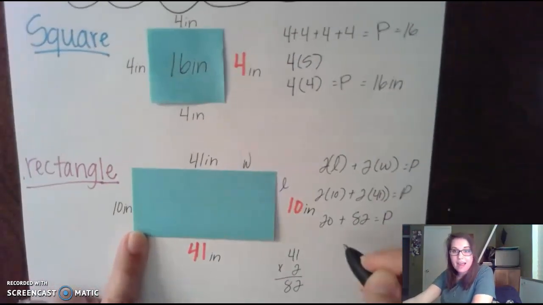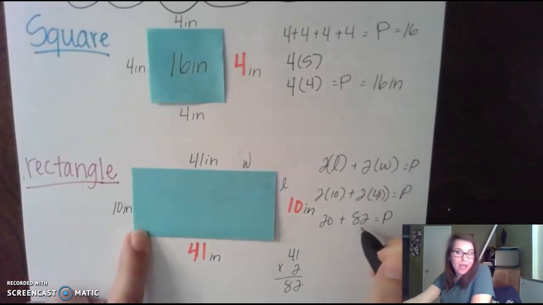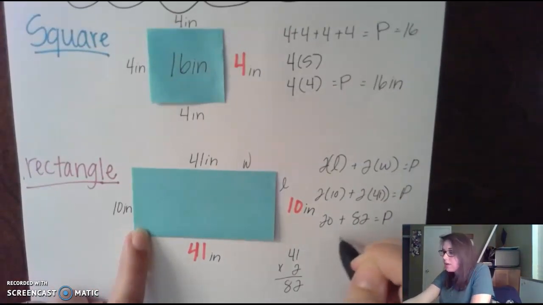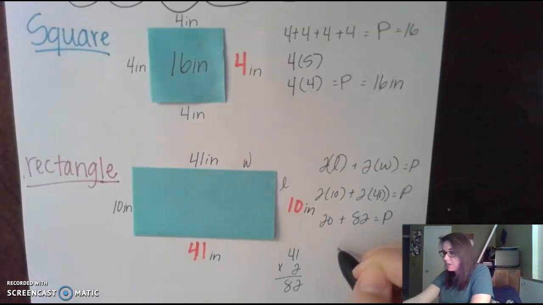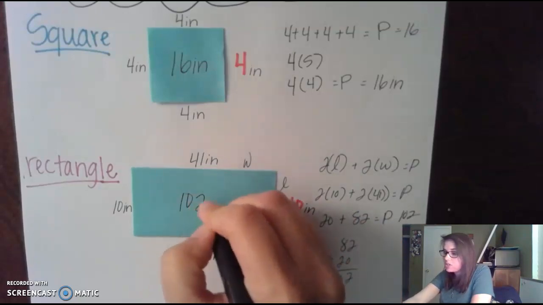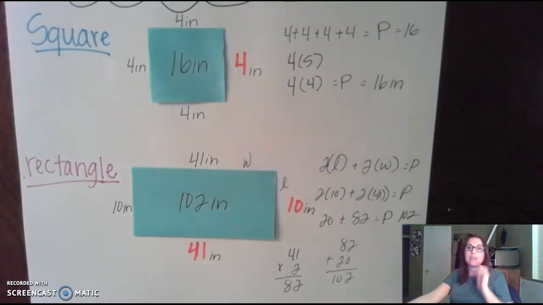From here, I know that I can finish out by adding this, right? I'm better at the standard algorithm way, so I'm going to do 82 plus 20. 2 plus 0 is 2. 8 plus 2 is 10. So the perimeter for this one is 102 inches. If that way is a little bit confusing, just add up all the sides.